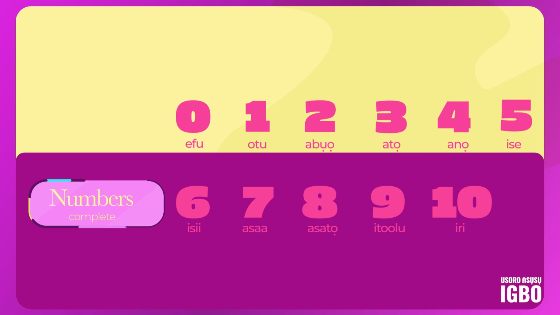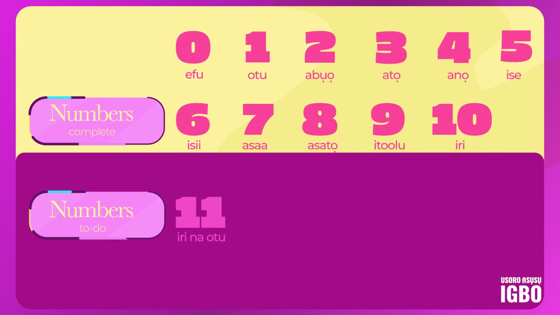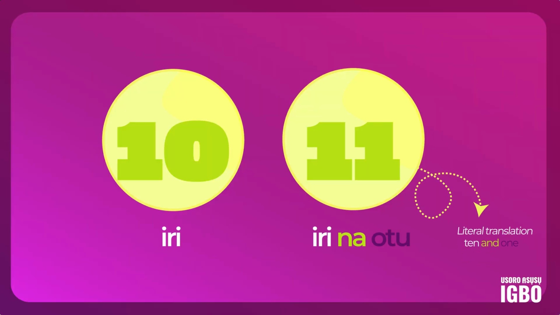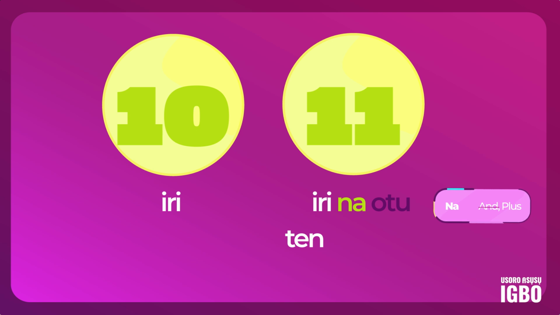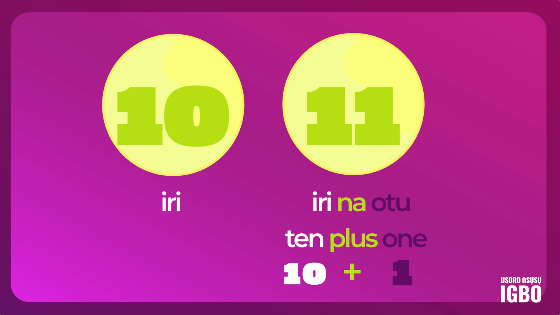Now you know how to count from 0 to 10. This is the key to unlocking numbers 11 to 100 in Igbo. Let me demonstrate. The next number after 10 is 11. Iri no otu. The literal translation for 11 is 10 and 1. 10 is iri. Na could mean and or plus, but in this context it means plus. Otu means 1. 11, iri no otu.